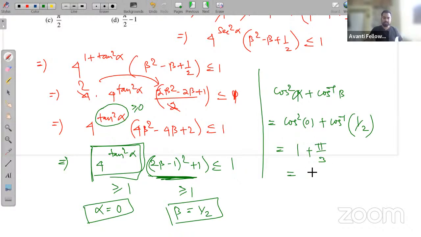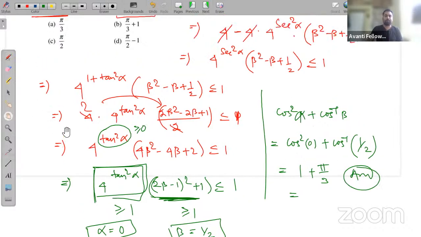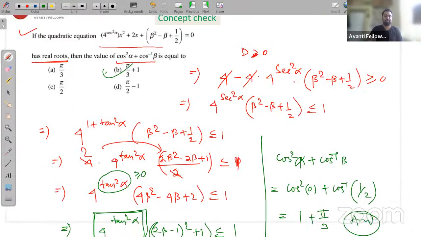So cos 0 is 1. Answer is 1 plus pi by 3. So this is your answer. Answer is 1 plus pi by 3. So option 2 is correct. B option is the correct one.